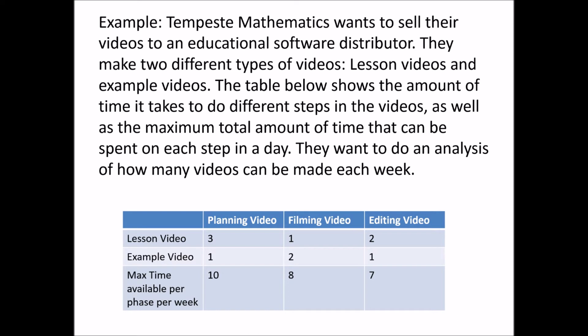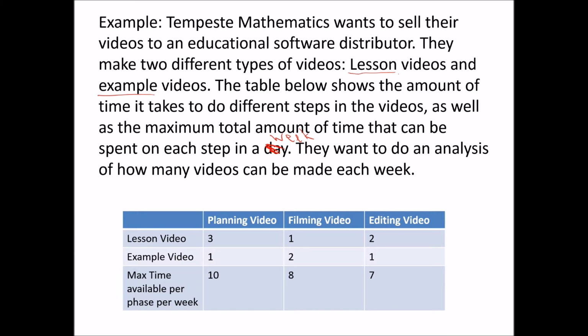So the example: Tempus Mathematics wants to sell their videos to an educational software distributor. They make 2 different types of videos: lesson videos and example videos. The table below shows the amount of time it takes to do the various different steps in the videos, as well as the maximum total amount of time that can be spent on each step in a week. They want to do an analysis on how many videos can be made each week.